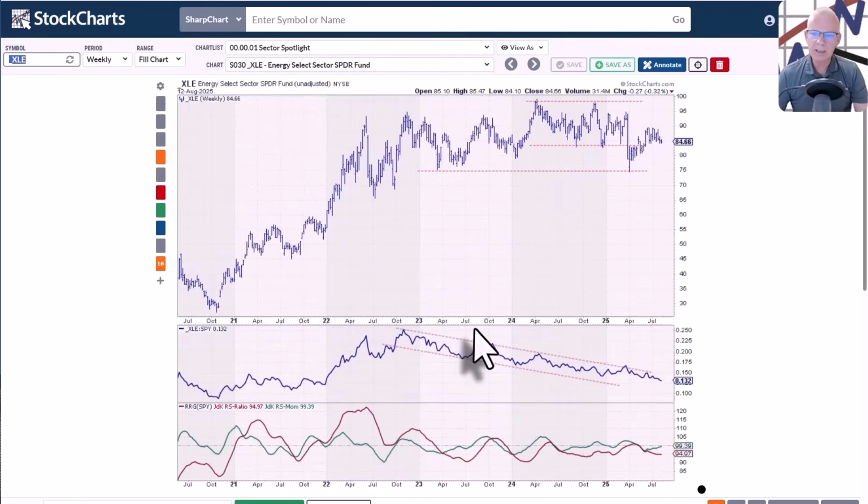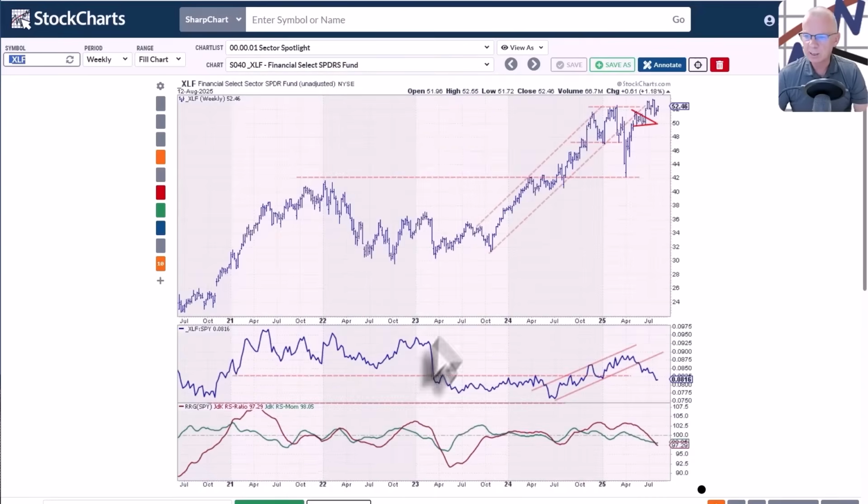Here is energy. This is definitely a weak chart. Look at how you could even draw a trend line here connecting these 3 highs. This one is about to be broken, but look at the relative trend. It is continuing to move lower. We just put in a new lower low, lower high and lower low. So energy definitely a sector to avoid for the time being.